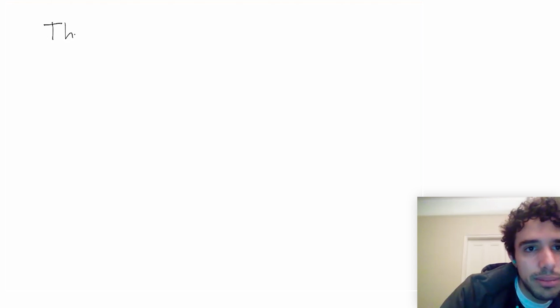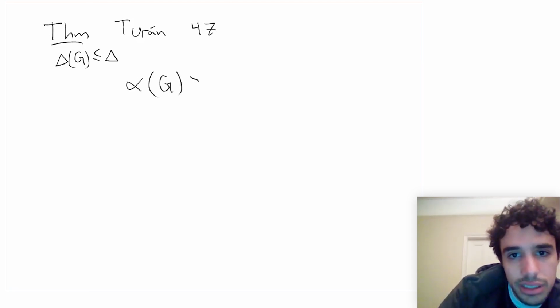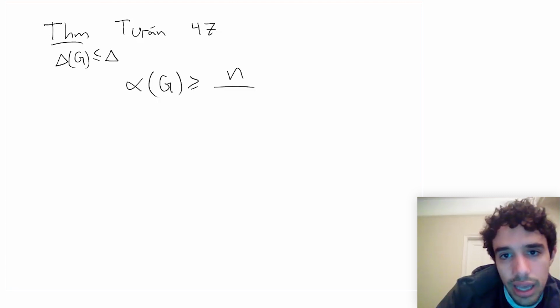Okay. One nice thing is, for instance, there's this theorem, which is very classical in combinatorics, Turán's theorem, which most people should be familiar with. It just says that if you have a graph G and the maximum degree Δ(G) is at most Δ, then α(G) is at least n over Δ plus 1.